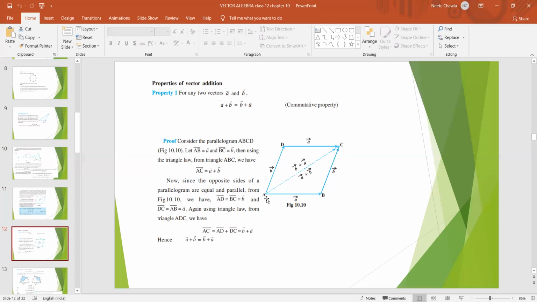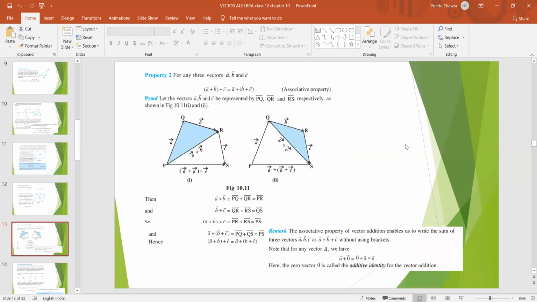Let's see here. This is your AB, which is A vector, and this is BC, which is B vector. And their addition is this AC vector, which is A plus B. Now let's see for B plus A. This is B vector and this is A vector. If we add this B plus A, again we are getting this AC only, which is B plus A vector. Means ultimately this B vector plus A vector is equal to A vector plus B vector. So hence the commutative property goes for addition of vectors.